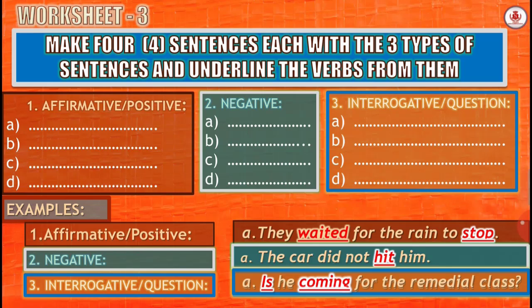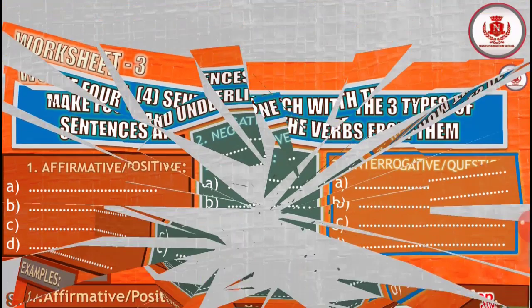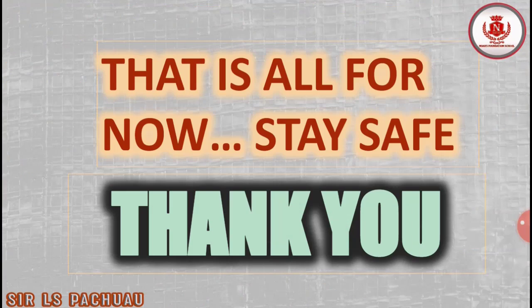And here, the car did not hit him. Here, hit is the verb, so I underlined it. And in the interrogative question also, is and coming are the verbs, so I underlined them. So in the same way, you write down the sentences and then you underline the verbs. It's easy as that.